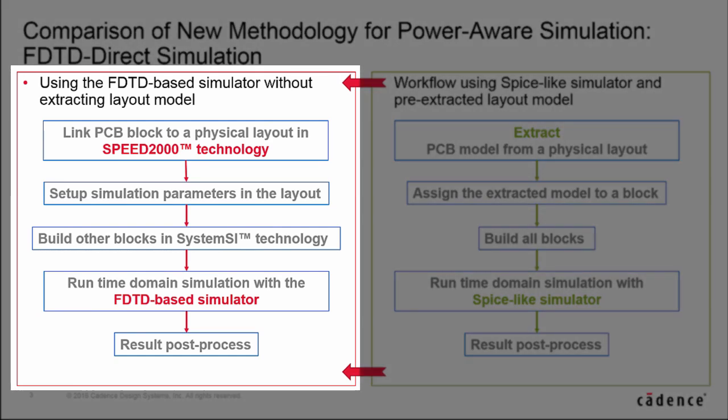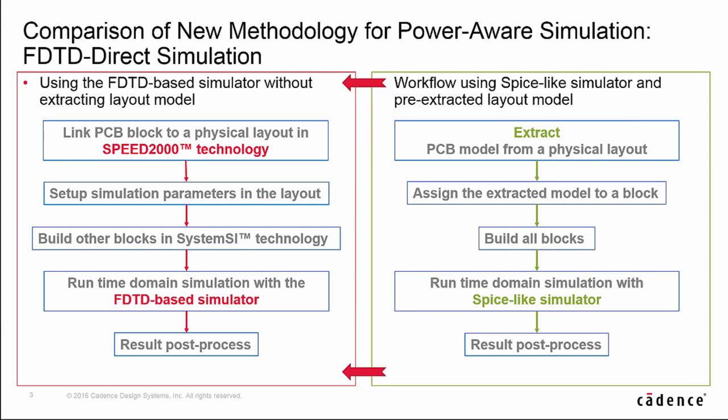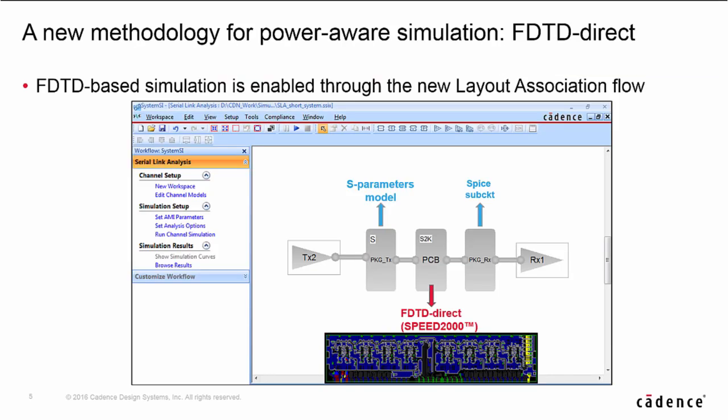For simulations with non-ideal power supply, instead of extracting a model from a layout, we link a block in System SI to a board or package directly. There is no model extraction anymore, and the simulator is not SPICE-like, but FDTD based. It gives users the advantages of both environments, physical layout and system simulation, plus the FDTD-based simulator to take into account any power and signal interaction.